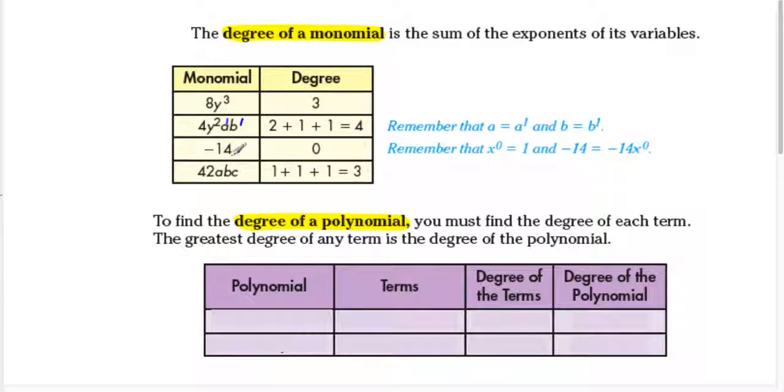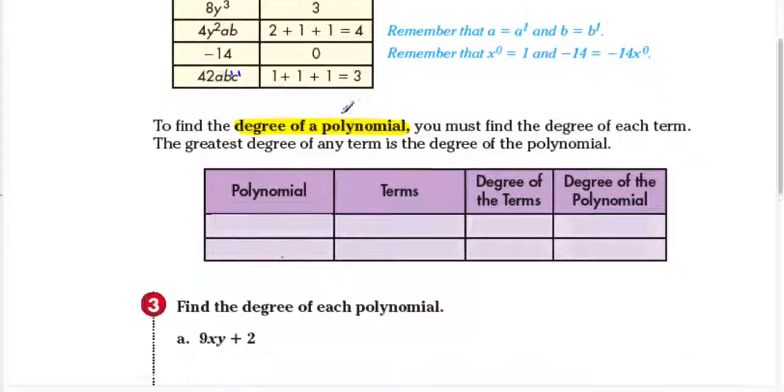In the next example, negative 14, it does not have a variable, so therefore the degree of this monomial is 0. And finally, 42abc. Okay, the degree of a is 1, b is 1, and c is 1. And we simply add all the exponents, so the degree of this monomial is 3.